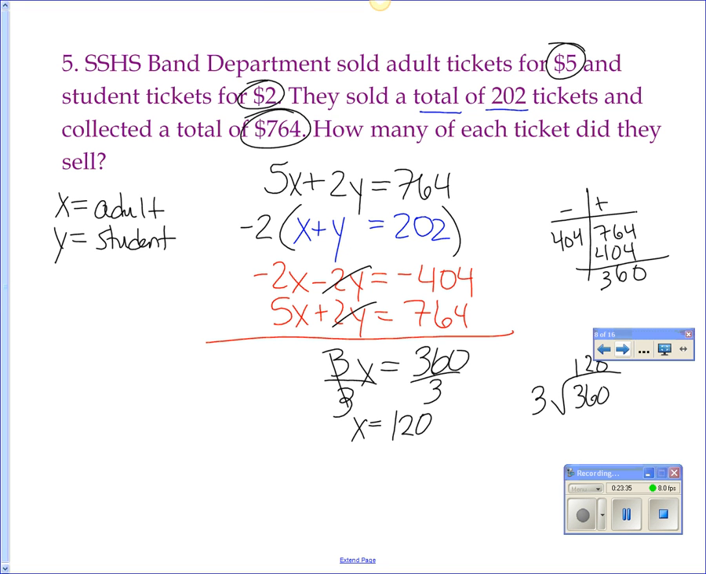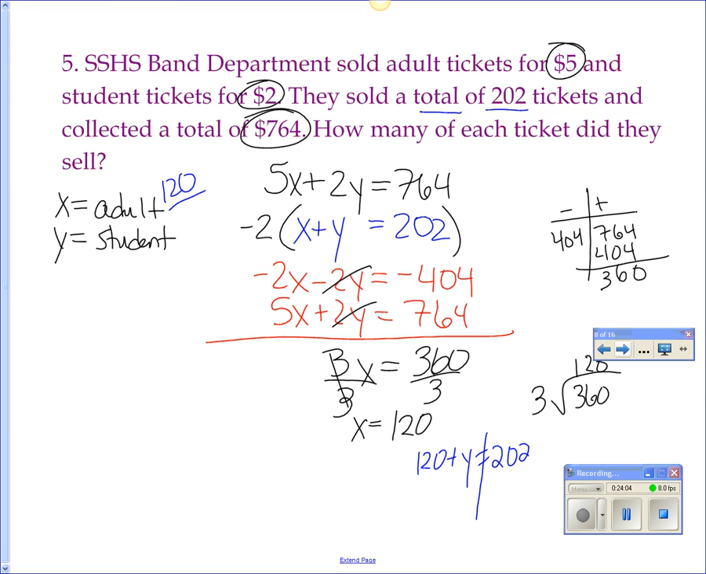How many of each ticket do they sell? Well, we know they sold 120 adult tickets. We have to answer both of them this time, but it's not too bad because we have an easy equation to plug into. Which one of these is pretty simple, the top one or the bottom one? The bottom one's really simple. It's just saying x plus y is 202. Well, I know x is 120.